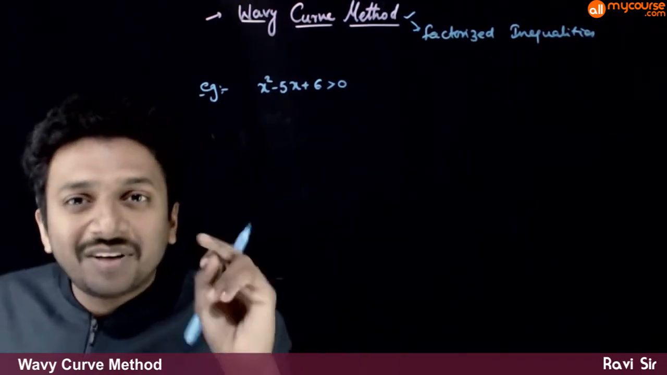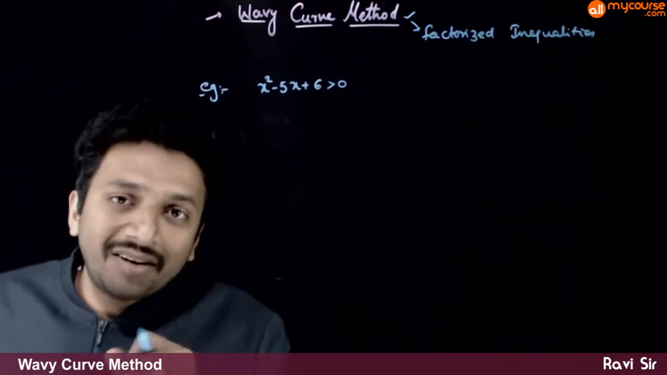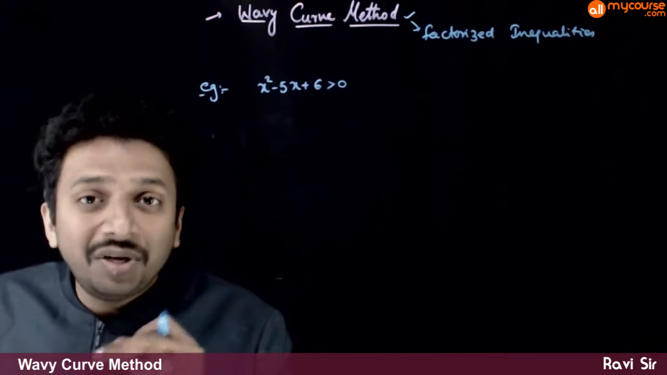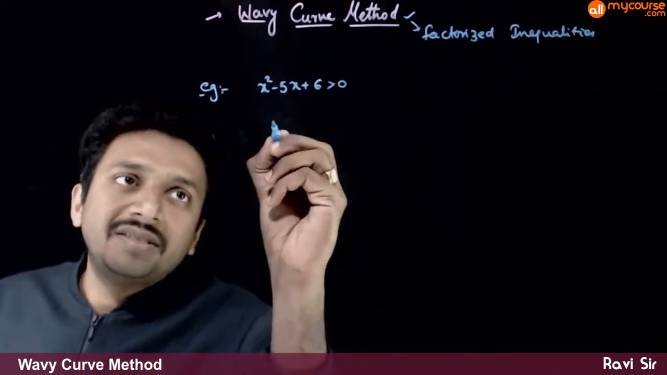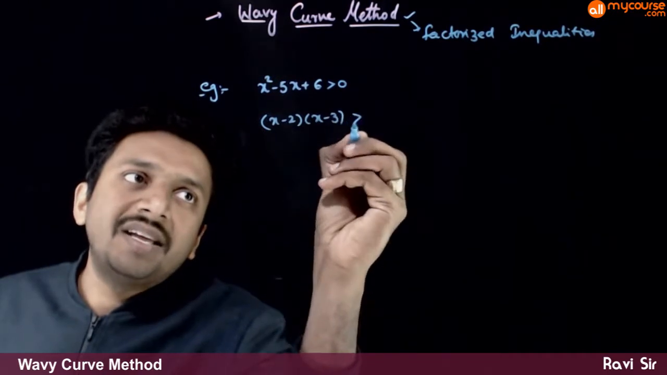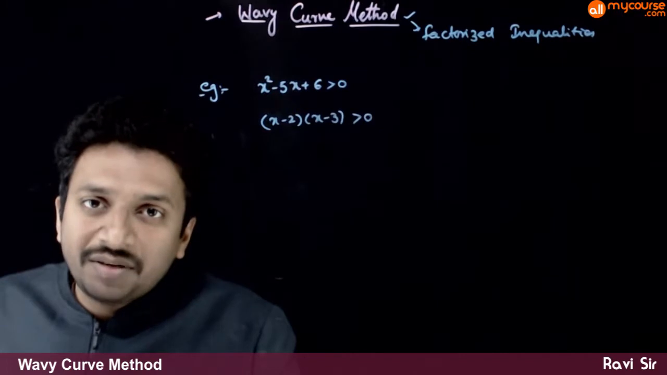To use wavy curve method, first you need to factorize the given expression. And if it is already factorized and given to you, it's very good. Otherwise, you need to factorize it. So let us factorize this. X minus 2 into x minus 3 is greater than 0. So now you're ready to use the wavy curve method.